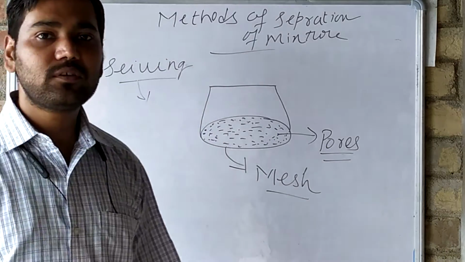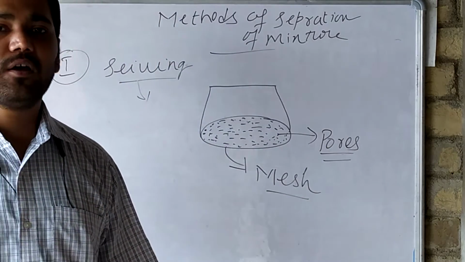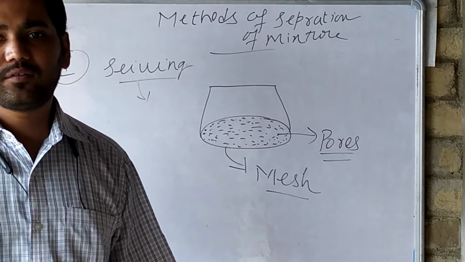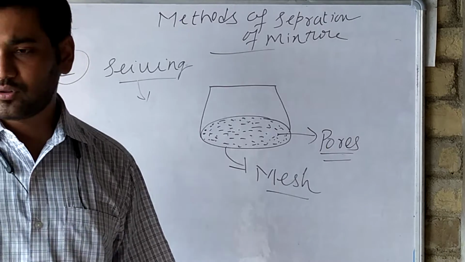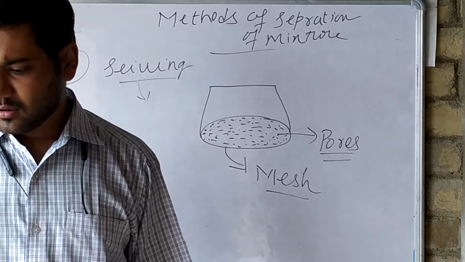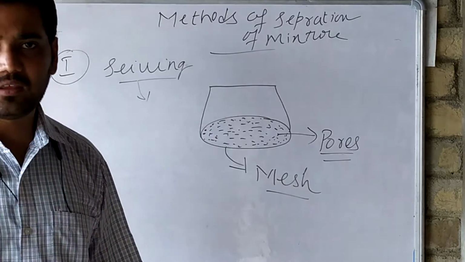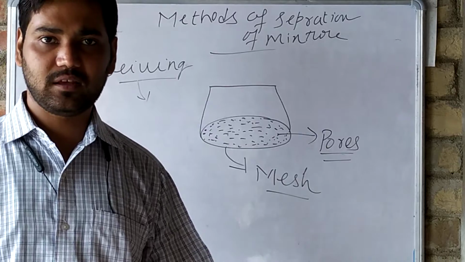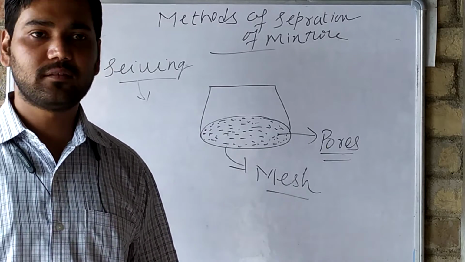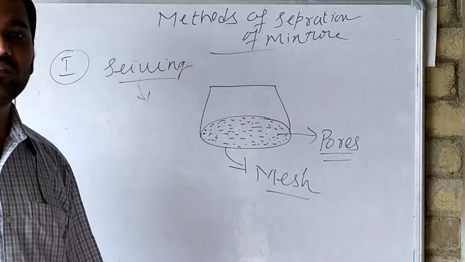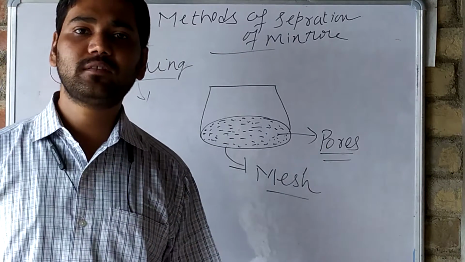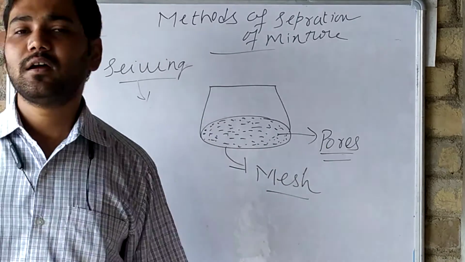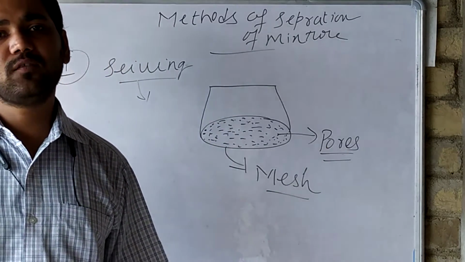You have all seen your mother in the kitchen sieving. In Hindi we call it chalni. In Hindi we say आटा को चाला जाता है उसमें. That is also a process of sieving. You can see the diagram in your book.